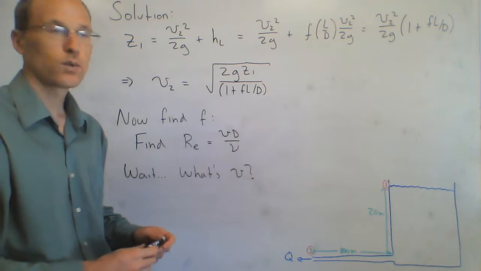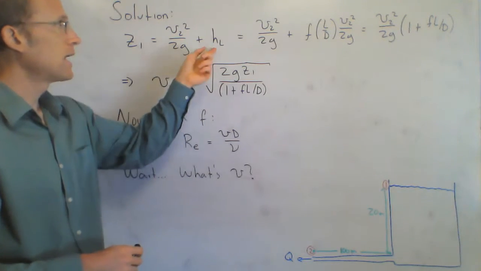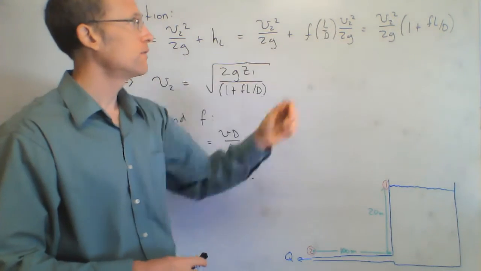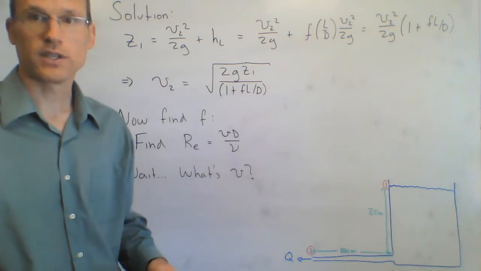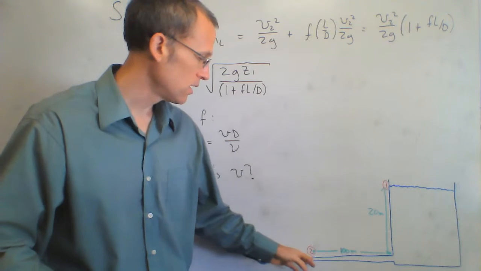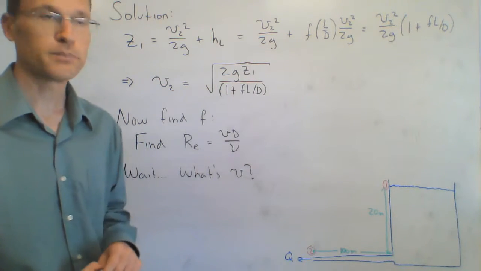So what's left over in that equation: Z1 equals V2 squared over 2g plus my head loss. Head loss I know is f L over D, V2 squared over 2g. So again, my head loss is in this pipe. Velocity there is going to be V2 because of conservation of mass. Whatever's coming out of my pipe has to be going in, so the entire velocity through my pipe is V2.